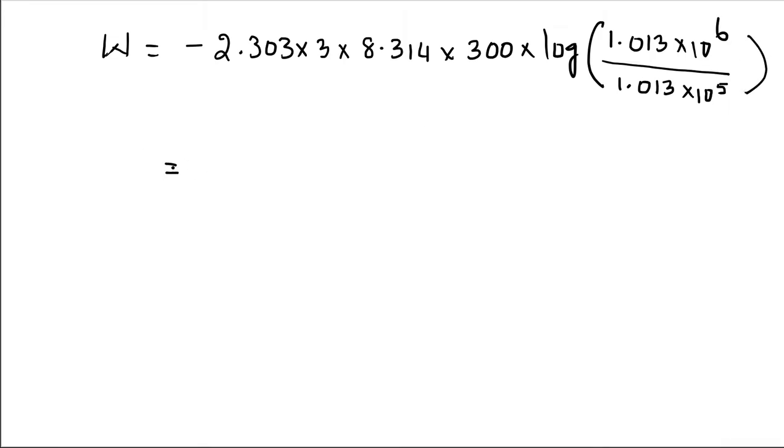So if we do the mathematics, let me use the calculator. Without doing the calculator, we can use it. So this is 10 power 6, 10 power 5. So we get log 10 is 1, and we are only left with 2.303, 3, 8.314 and 300. If we do the mathematics of that, 2.303 times 3 times 8.314 times 300.